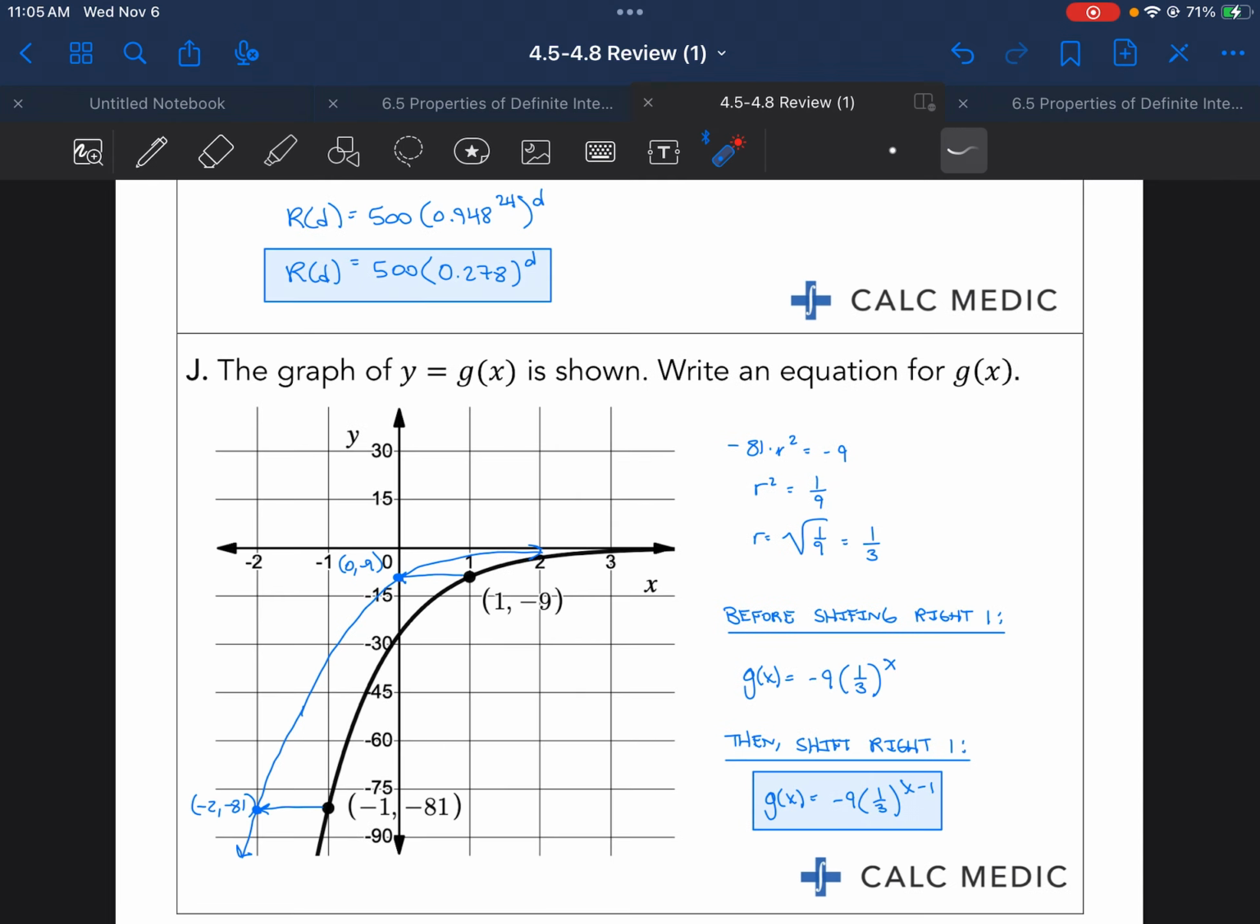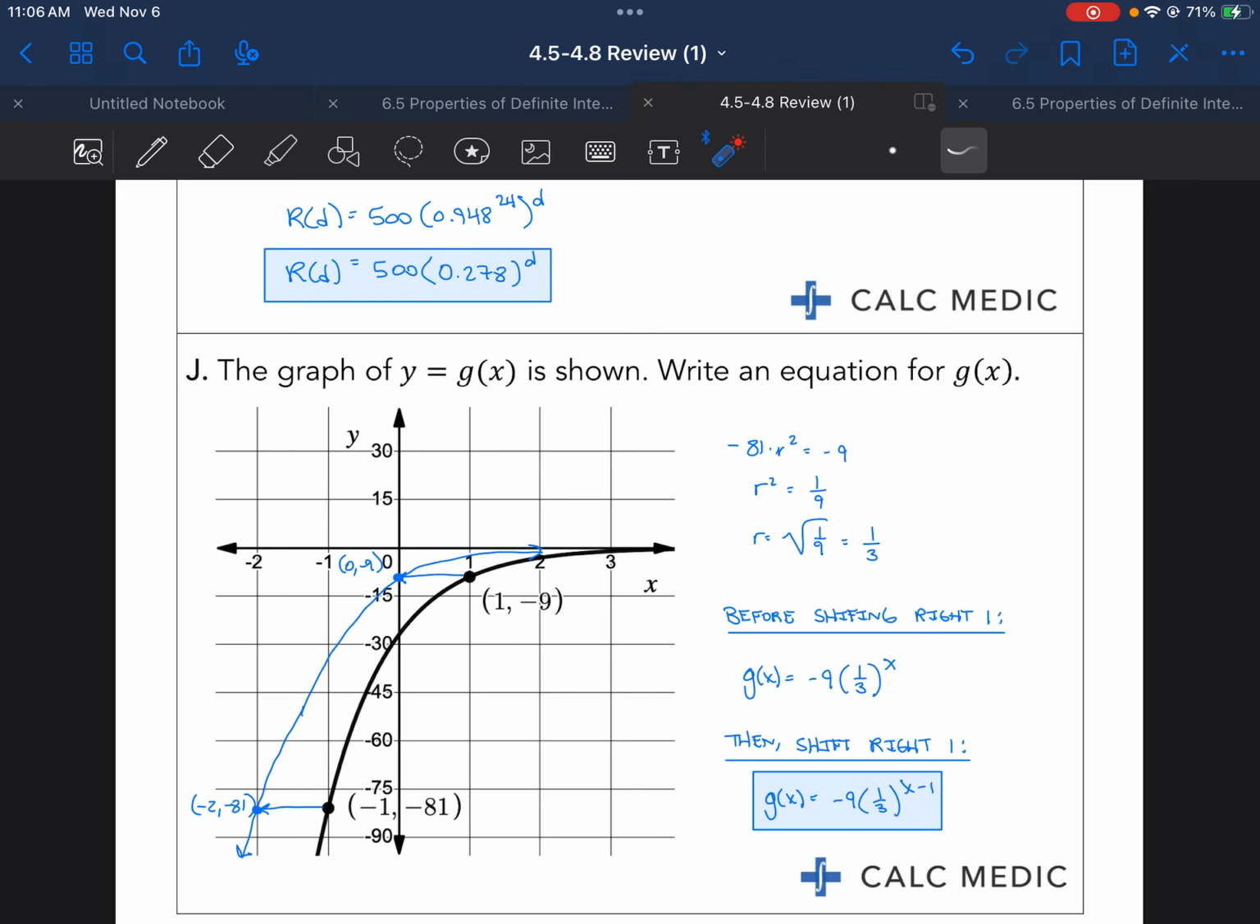All right, part J, kind of similar to one of the ones we did previously, towards the beginning of the quiz review. I noticed, I have this point 1, -9. I have this point -1, -81. If I just simply shifted my graph to the left by 1, then I would have a y-intercept at 0, -9, and I'd have this point over here shift to -2, -81. And I like to do this because it allows me to write an exponential function and then just take my exponential function and shift it how much I need to get the original graph.